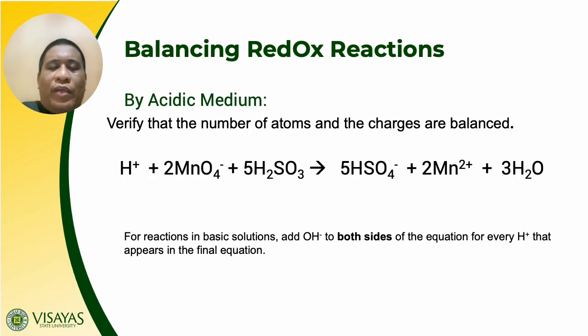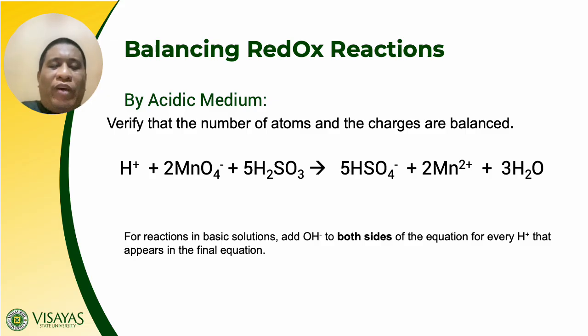And then for the product side, we have 5 for the hydrogen sulfate and 6 from H2O. All in all, that's also 11. So we have balanced the number of atoms. And then for the charge, we have H plus is positive 1, of course, and permanganate is negative 2. So the residual charge for the entire reactant side would be negative 1.